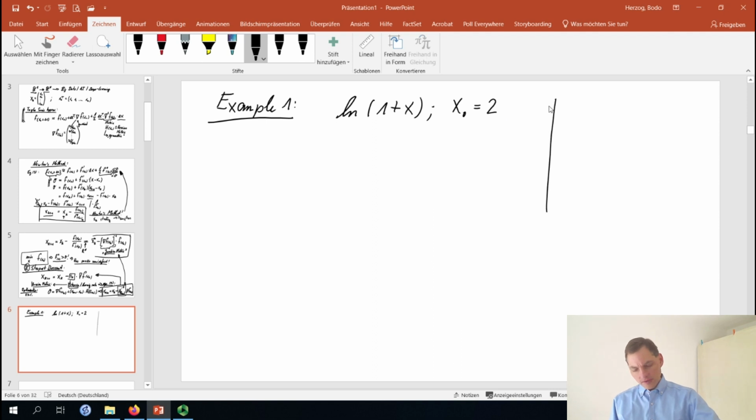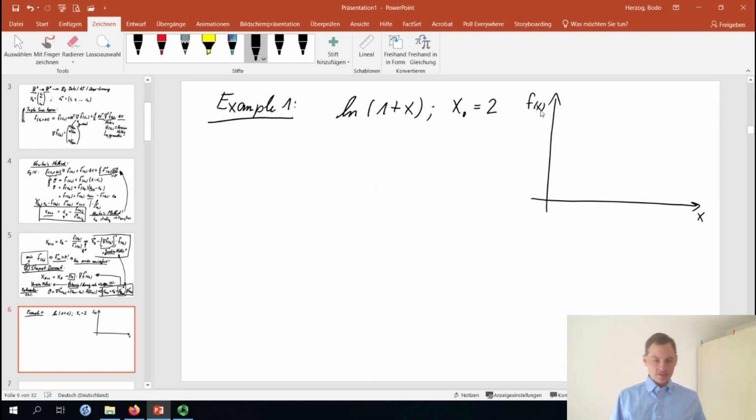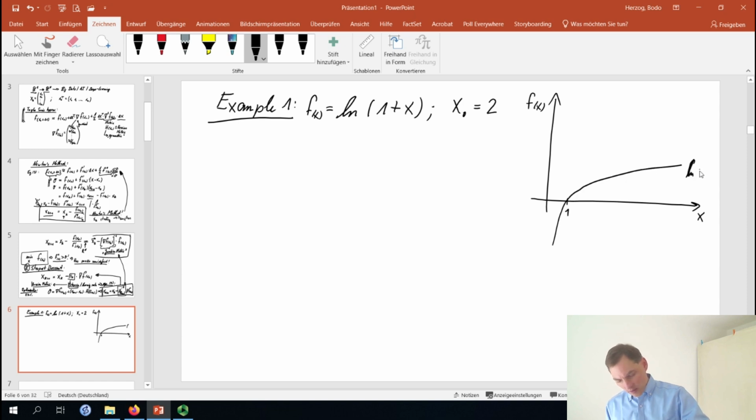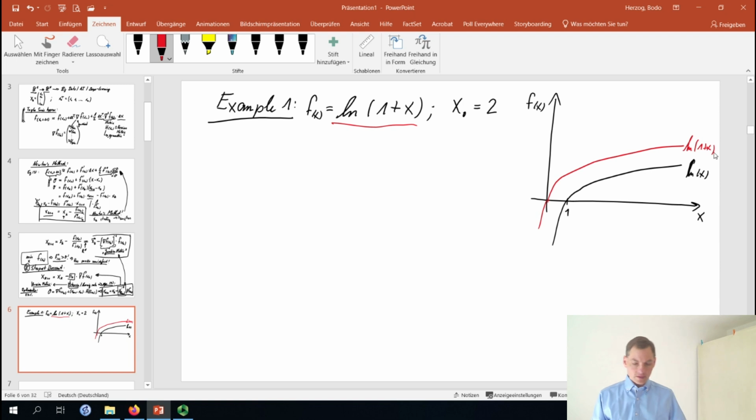Well, if we want to plot this function, this is x, and here we would have f of x, which is the log of 1 plus x. Well, we know that the log function, in principle, not the 1 plus x function, so the log function has a 0 at point 1, and it more or less looks like this. So this is the log of x. But look, we have here the 1 plus x, so this is just a function that is shifted 1 unit. So this would be the function log of 1 plus x, the red one.